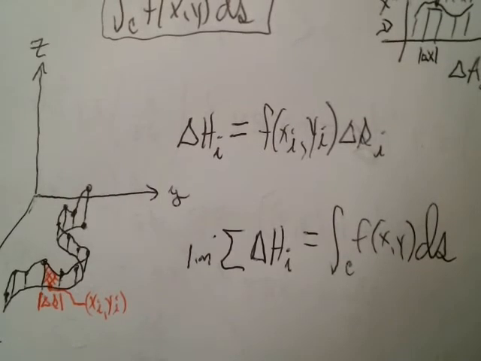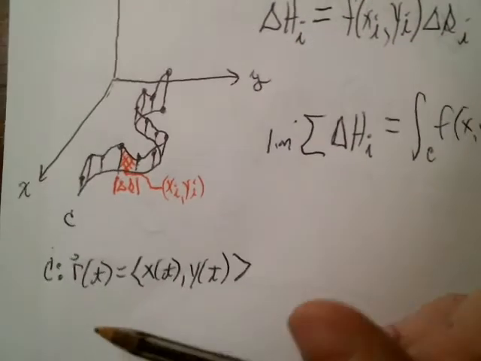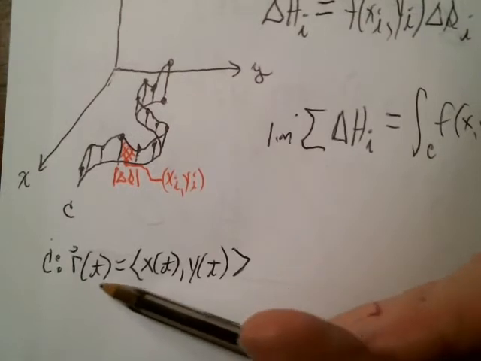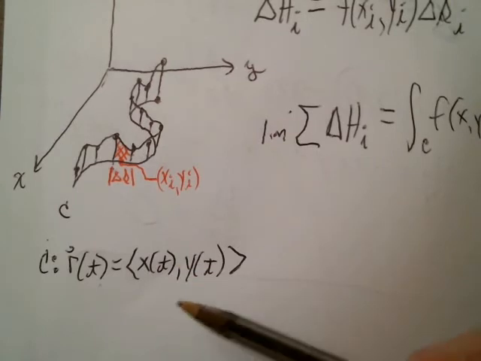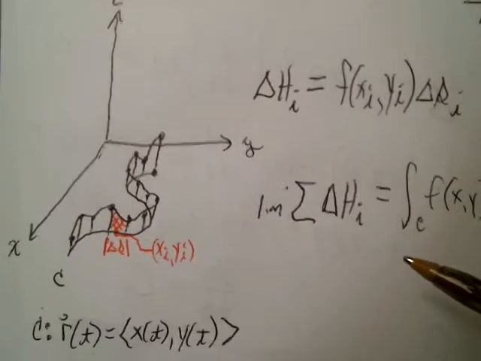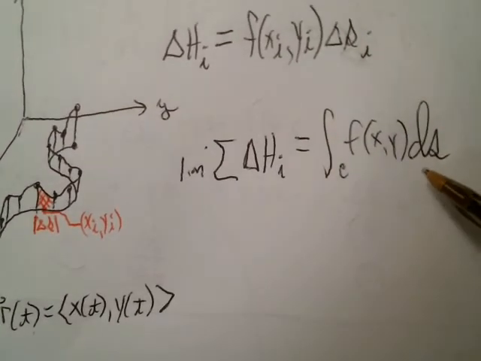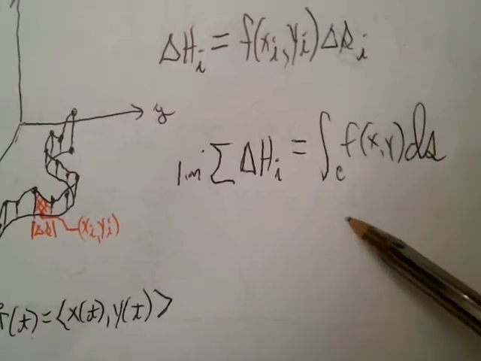Okay. The problem with this is, what the heck do I put in? How do I evaluate this, right? Given that you're going to be given a vector valued equation for the curve, or you'll have to create this thing, and you're going to be given this function f of x, y. It doesn't seem like it's enough to figure out this integral and what it is.